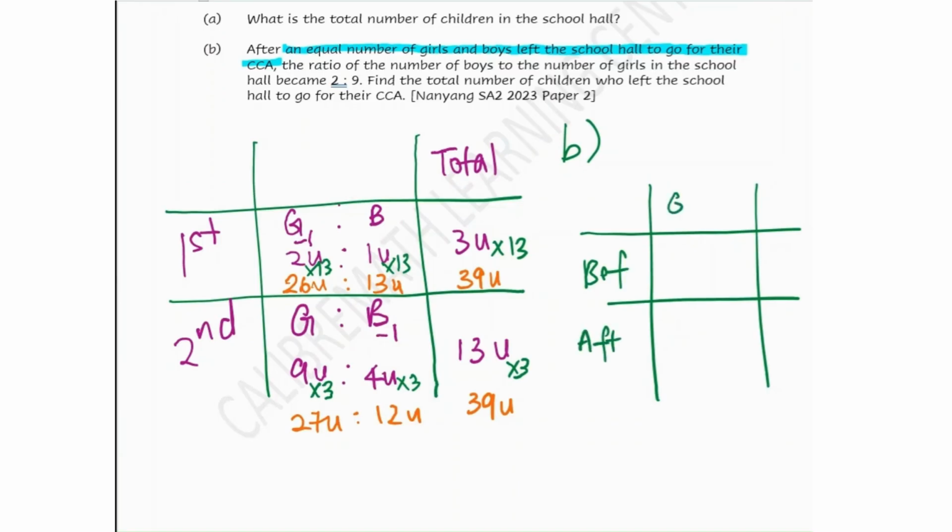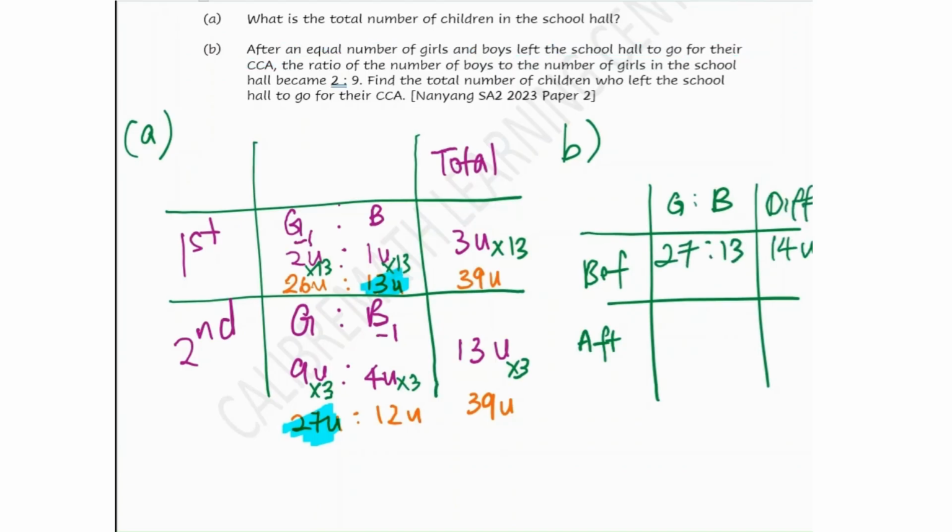Before ratio for the girls to the boys can be extracted from part A's table. To find the actual number of units for the girls, we will be choosing the 27 units because in the second scenario, there were no girls who were standing. So 27 units represents the actual number of girls. And for the boys, we will be choosing the 13 units because in the first scenario, there were no boys who were standing. So the correct before ratio that we will be writing is 27 to 13 units. The after ratio for the number of boys to the number of girls in the school hall became 2 to 9. So that means boys is 2 units and the girls is 9 units.